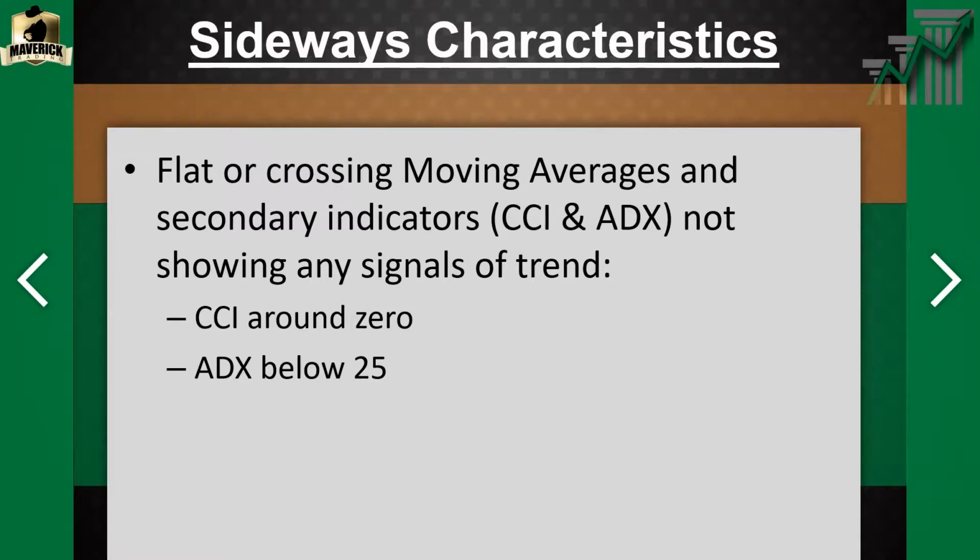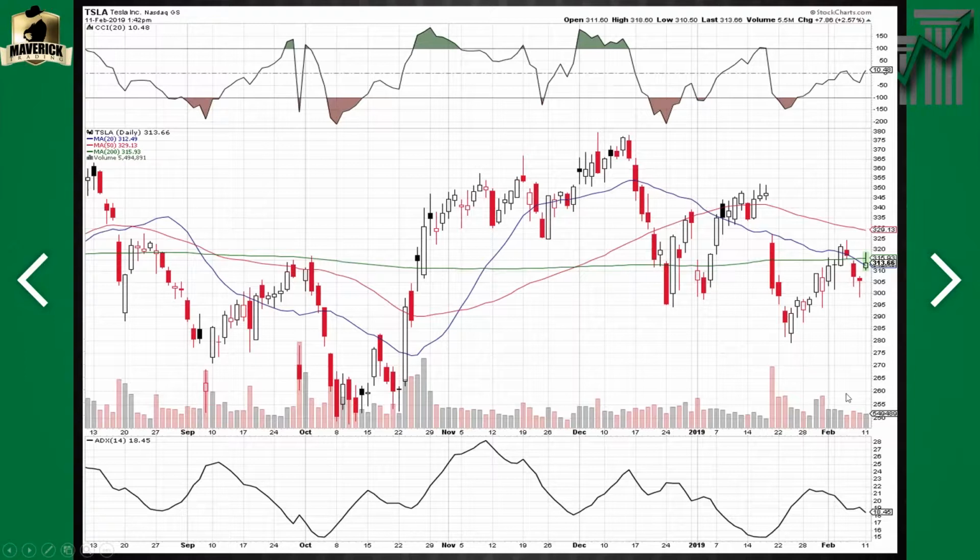So if we look at that together, let me pull up a chart. Here's Tesla. And just notice in the Tesla chart, first of all, the CCI is a faster moving indicator.